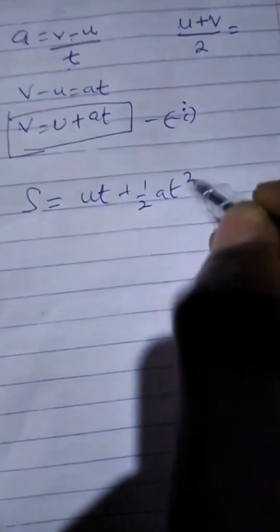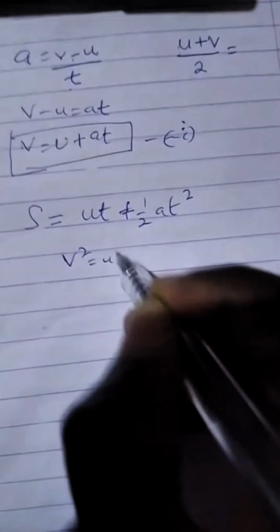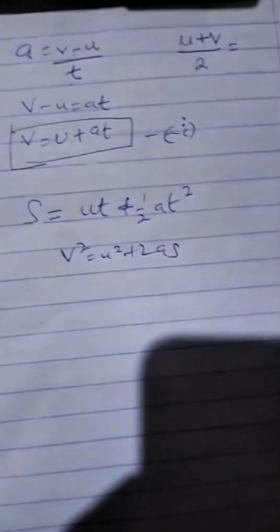The second equation of motion has to do with s: s equals ut plus half at squared. How do we get that? We'll look at that briefly. But this is the second equation of motion, and the third equation of motion is v squared equals u squared plus 2as.